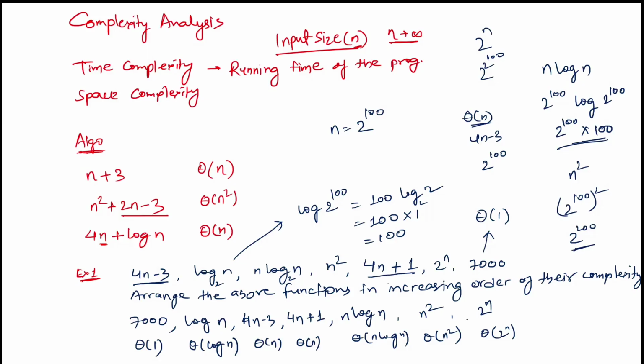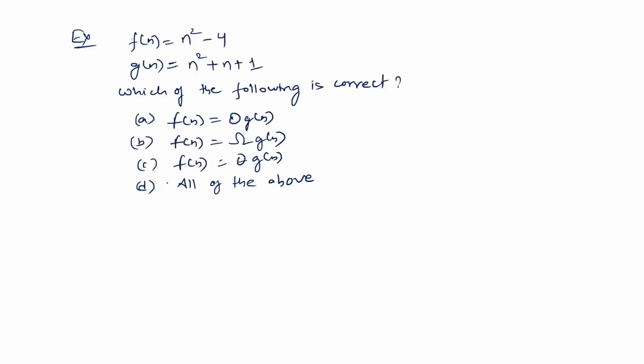So in this way, you should be able to compare the functions first, that which function is bigger, which one is smaller, and which one is equal. Okay. Check the question. fn is equal to n square minus 4, gn is equal to n square plus n plus 1. Both the functions have quadratic complexity, means n square is the highest order, means both are same. So which options will be correct?